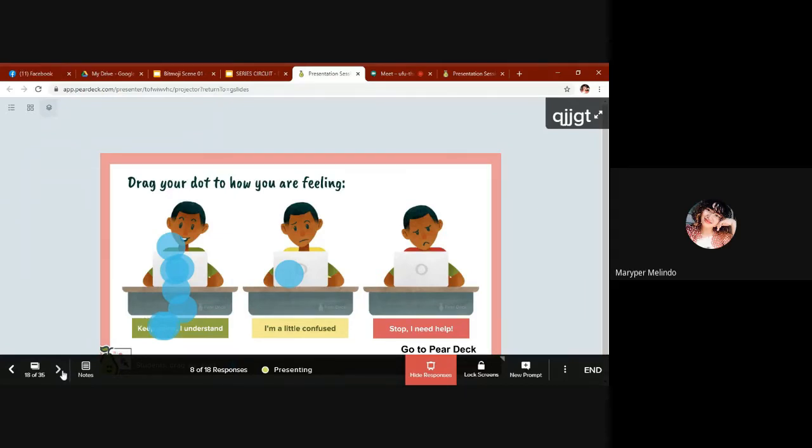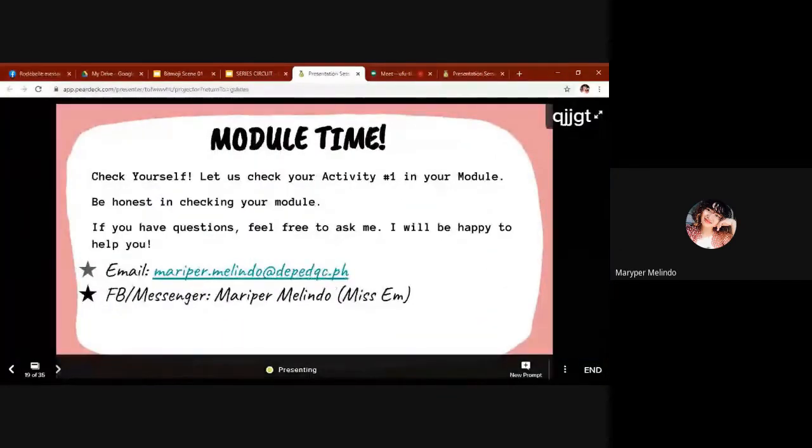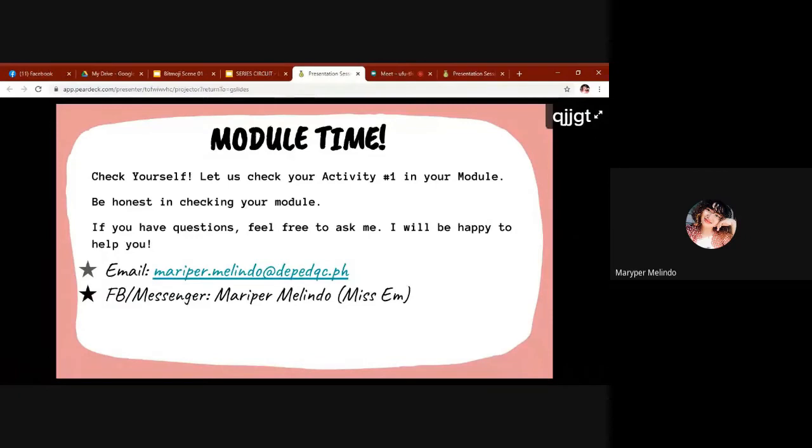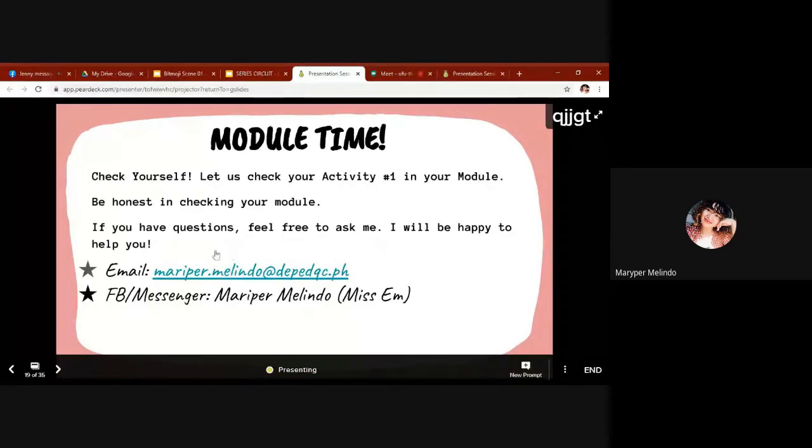Since I think everybody understands the lesson about the series circuit, now, module time. I ask you to bring your module and I ask you also to answer your module. So check yourself. Honesty is the best policy. Let us check your activity number 1 in your module. Be honest in checking your module. If you have questions, feel free to ask me. I will be happy to help you. So here's my email and here's my FB or Messenger. Just message me or chat me.